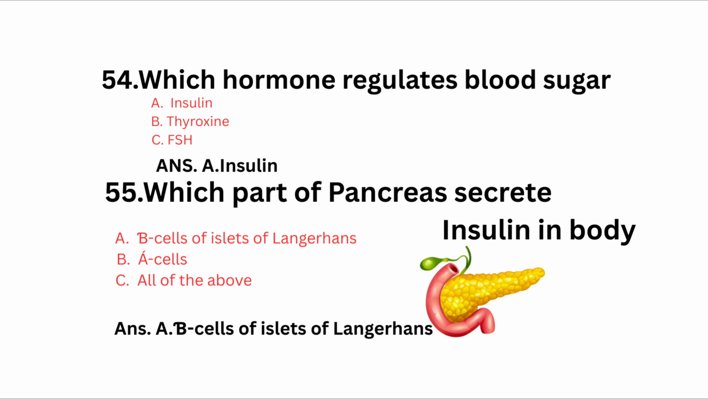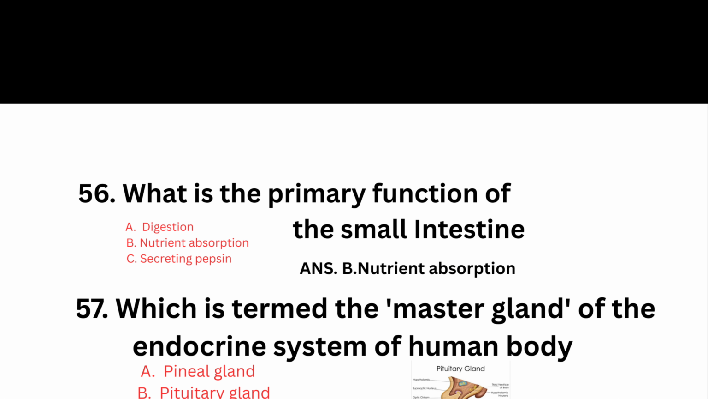And it's because of this that there is another hormone that is secreted here, called glucagon as well, along with insulin. 56. The primary function of the small intestine is A. Digestion, B. Nutrient absorption, C. Secreting pepsin. Answer is B.